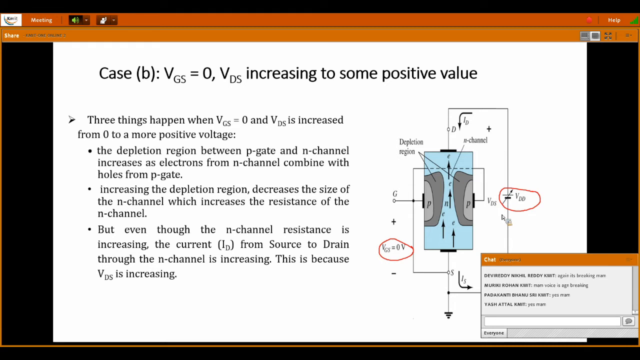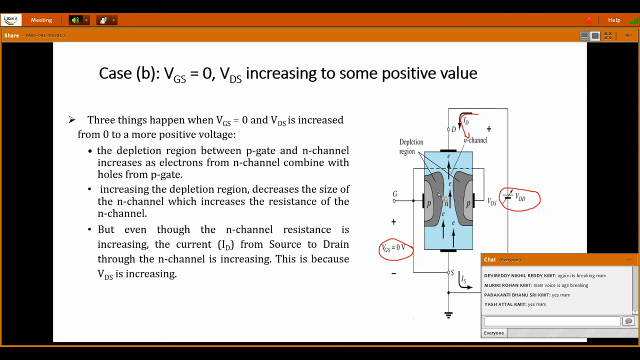And since VDD is given, what happens? The electrons will be moving from source to drain. That is the first point. Means as VDS is increasing, the current ID will be increasing. The electrons are moving from source to drain, and the conventional current will be moving from drain to source. You can see here, this is the flow of current direction, ID.